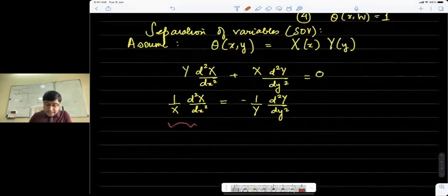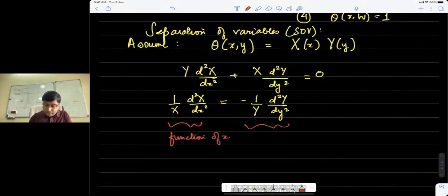Now I come to the reason why we did this whole exercise. I can see that the left hand side of this equality is only a function of x, small x I should say, and the right hand side is only a function of y. So clearly the only way these two will be equal to each other is if they are equal to a constant, and only then can they be written in this manner.